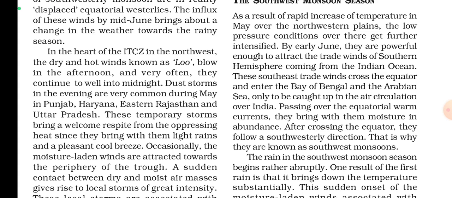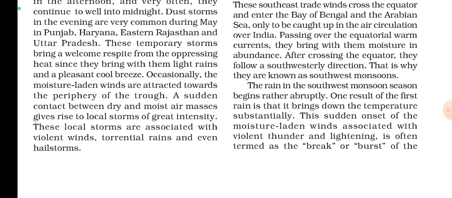Passing over the equatorial warm currents, they bring with them moisture in abundance. After crossing the equator, they follow a southwesterly direction. That is why they are known as southwest monsoons. The rain in the southwest monsoon season begins rather abruptly. One result of the first rain is that it brings down the temperature substantially.